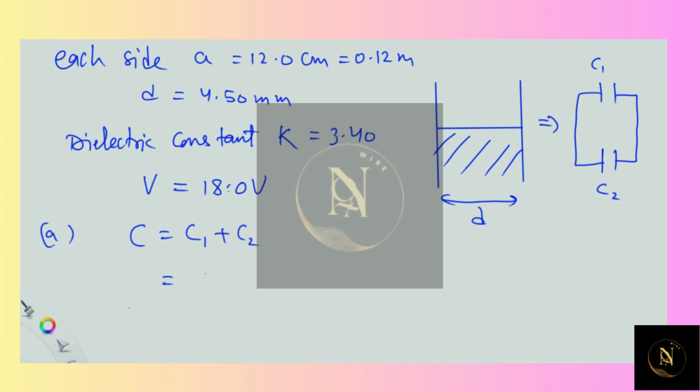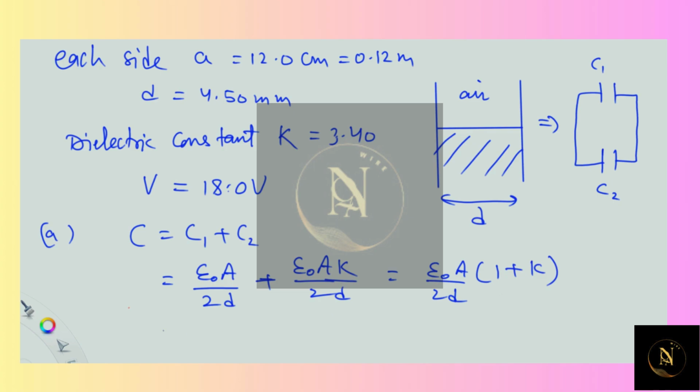Now using the expressions for the capacitances, for the air capacitor above, the expression is epsilon naught A by 2 divided by D, plus for the second capacitance with dielectric, this is epsilon naught A by 2 multiplied by K and divided by D. So here we can take epsilon naught A by 2D as common, leaving behind 1 plus K.